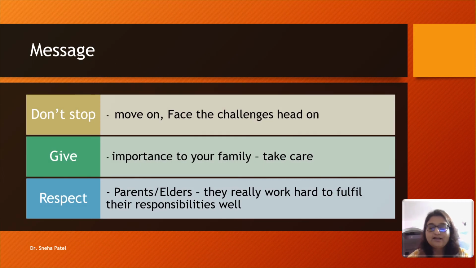Students to remember, don't stop, keep on moving. Face the challenges head on. Fulfill all your responsibilities. Fight it out.